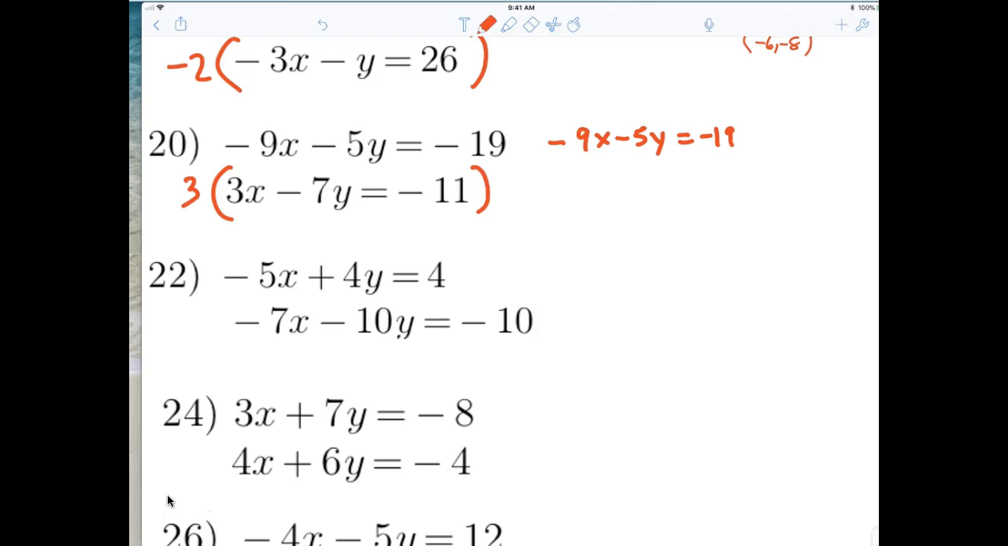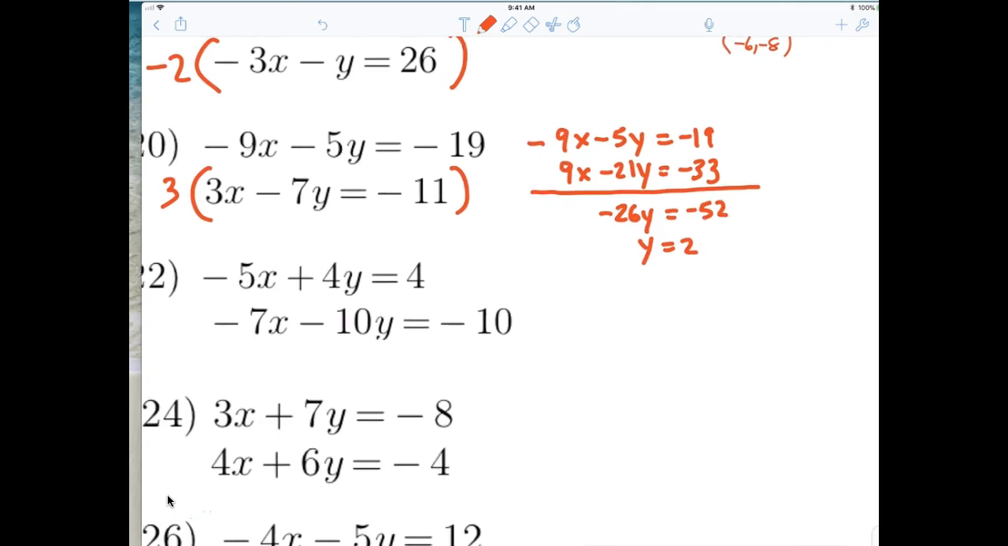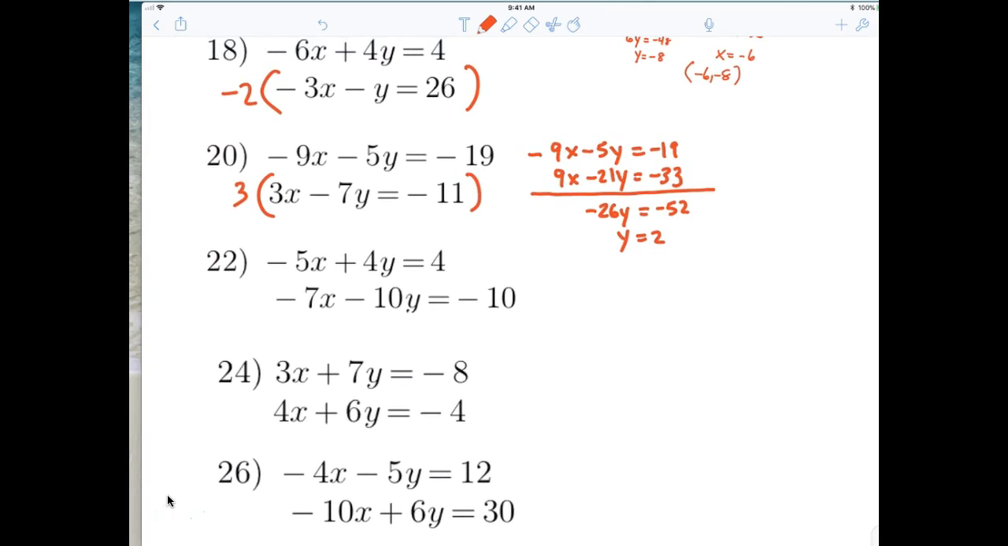Okay, now what, Sandra? So then you'll have 9x minus 21y equals -30. Okay, good. Since it's opposite, you can cross the x out. Good. And then you'll have -26y equals -2. Awesome. And then you'll have y equals 2. Okay, now what? You can plug it into the bottom.